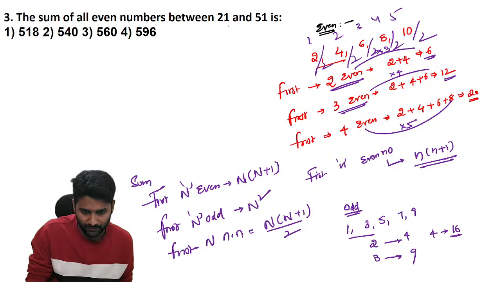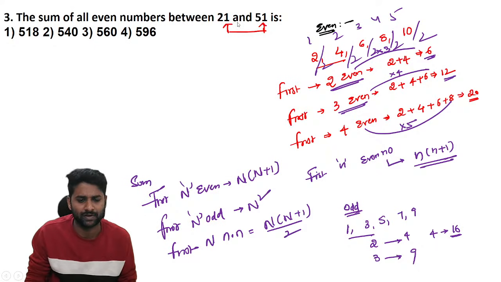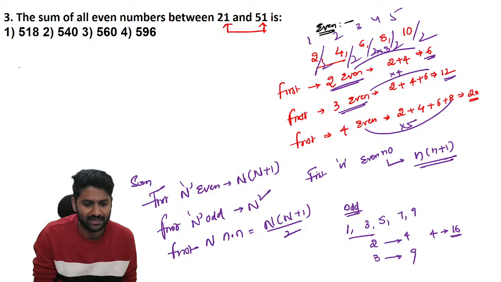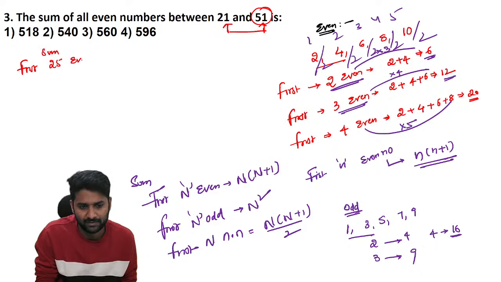Now how are we going to solve this kind of question? First, we want the sum of all the even numbers from 21 to 51. Let's calculate it. First, how many even numbers are there here? The sum of the first 25 even numbers. So what is the formula? 25 into 26, so the answer is 650.